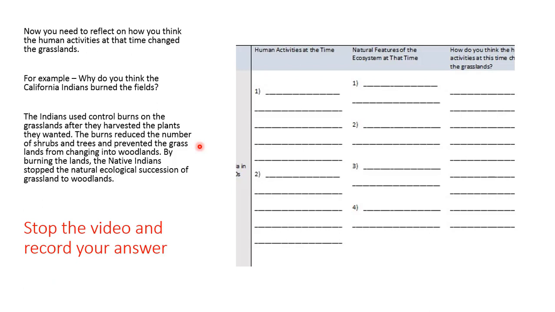Stop the video and record your answer. So how do you think the human activities affected the grasslands? And again, that's some of the things you can also mention, that the Spaniards were using the grasslands for grazing, which again changed the ecosystem of the grasslands also.